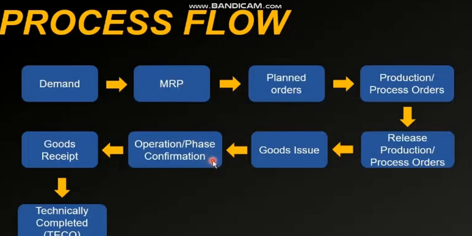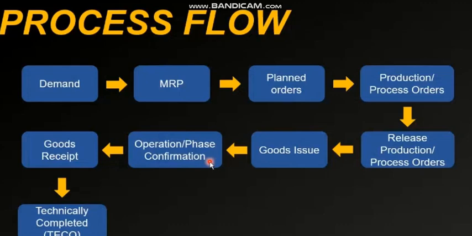By confirming the operation on the production order, it means that that particular operation has been completed on the shop floor. So if we have 10 operations, you have to confirm all the 10 operations, which basically tells the system that the production order has been completed.